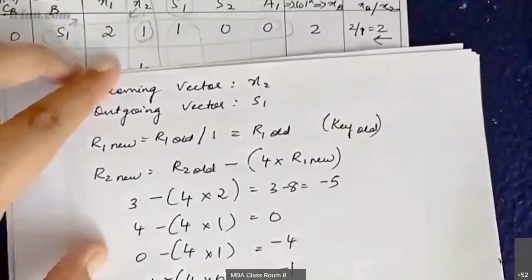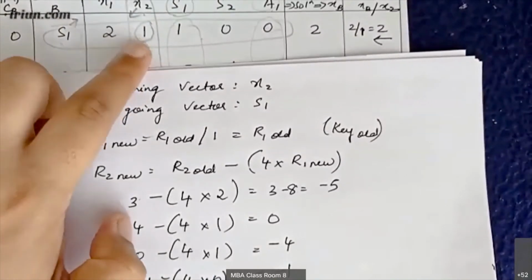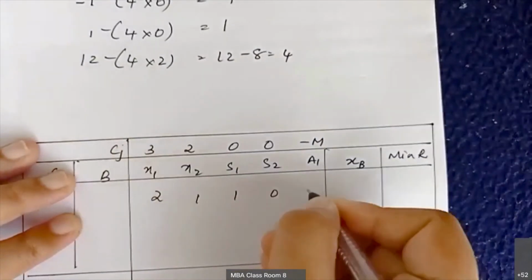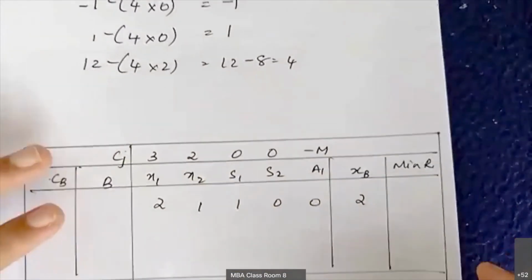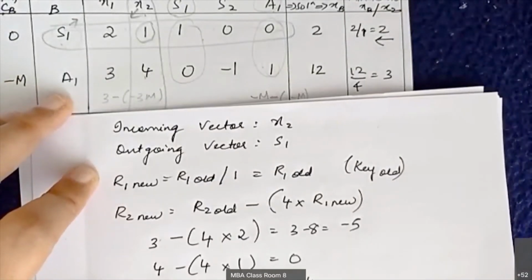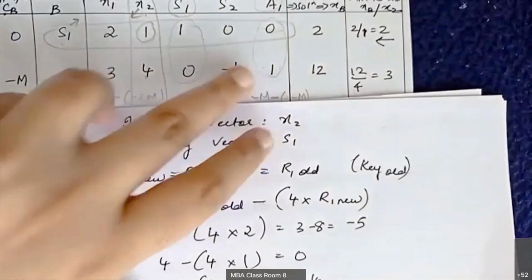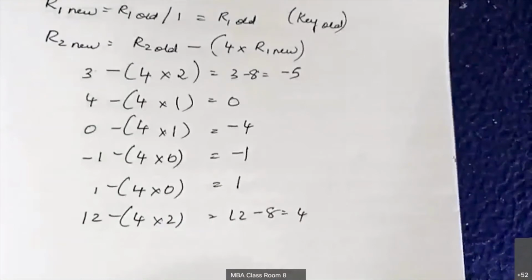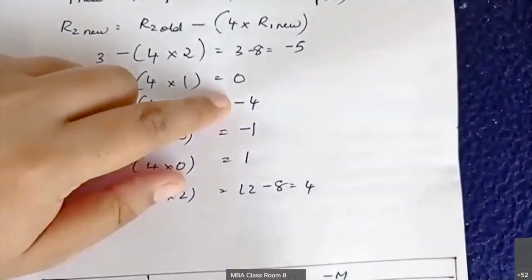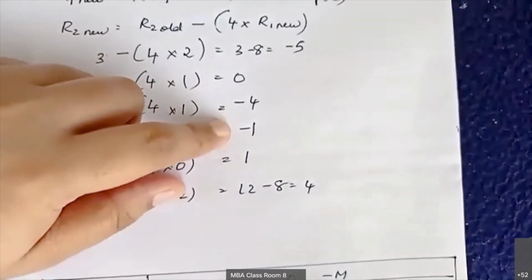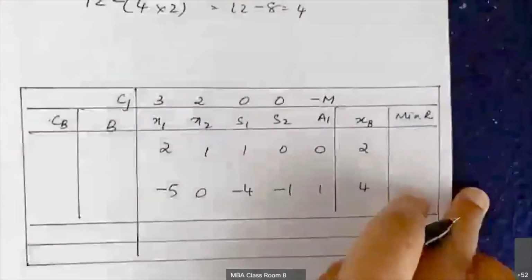Take down the rows. The first row is going to remain the same because we divided it by 1. So it is 2, 1, 1, 0, 0, and 2. Next one, we have 3, 4, 0, 0, minus 1. We have to put the new values for the second row, which we found from here: minus 5, 0, minus 4, minus 1, 1, and 4.